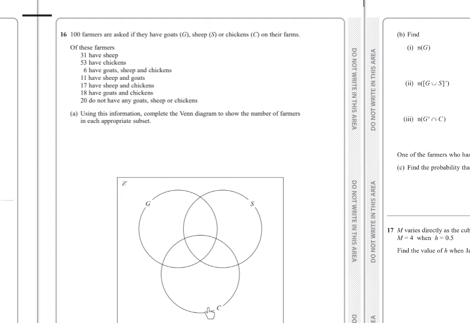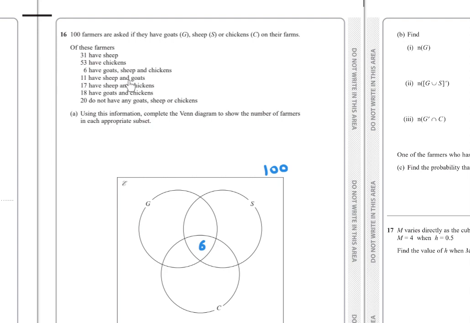The number in the universal set is 100, because we have 100 farmers. Now, 31 have sheep, and 53 have chickens, so 53 in this region. 6 have goats, sheep, and chickens, so 6 have all. So we write 6 in the intersection region between the three sets.